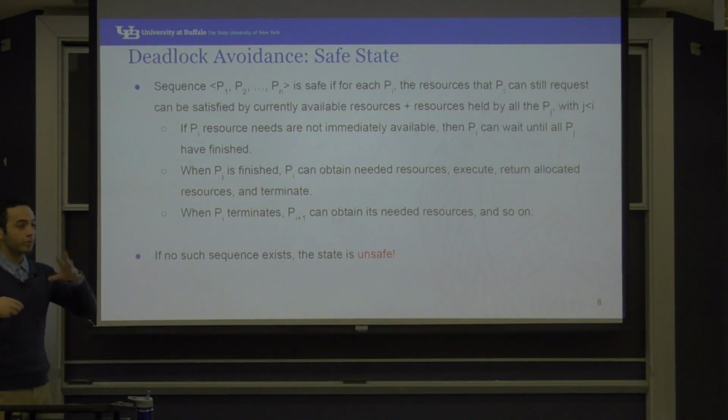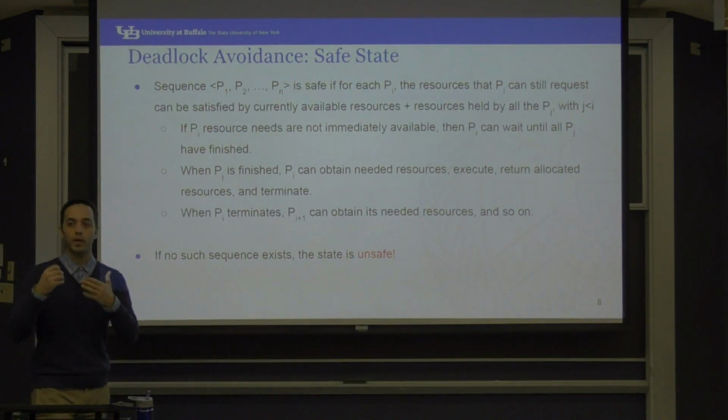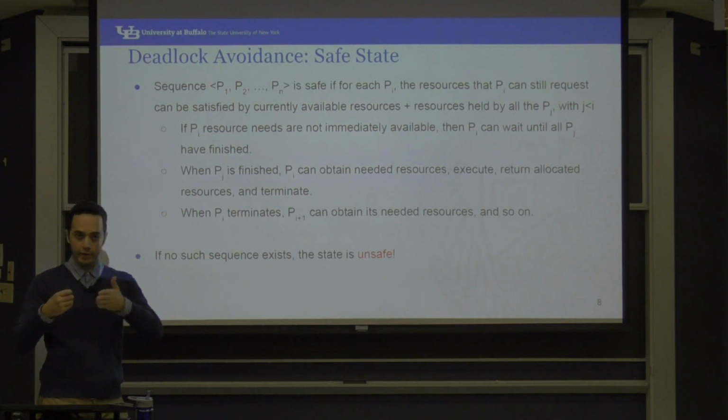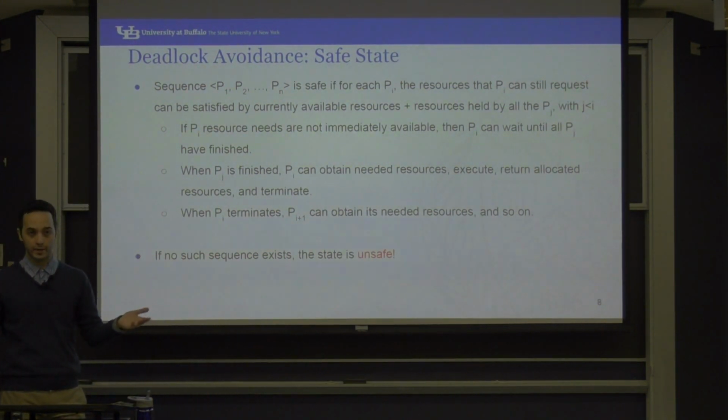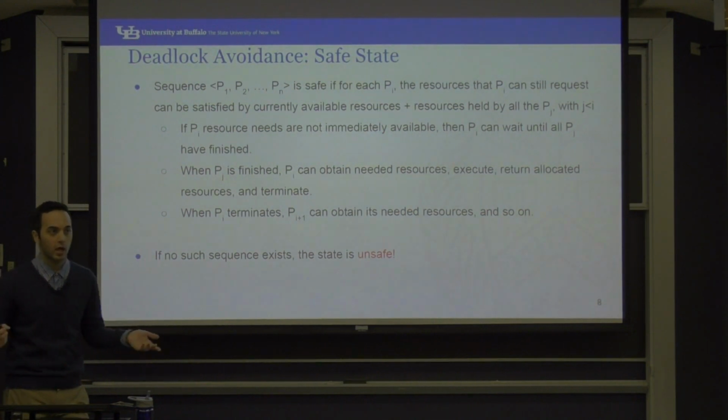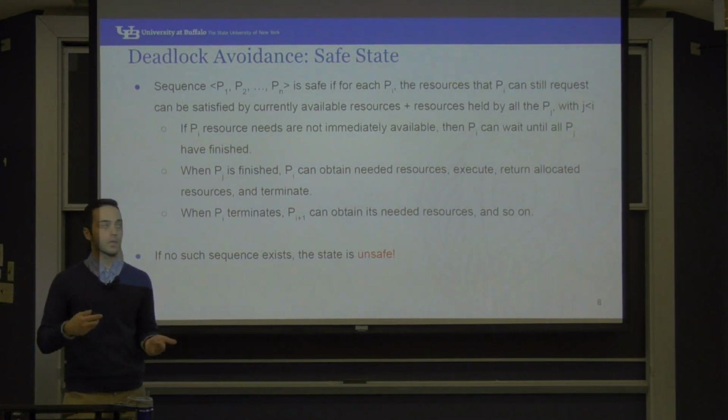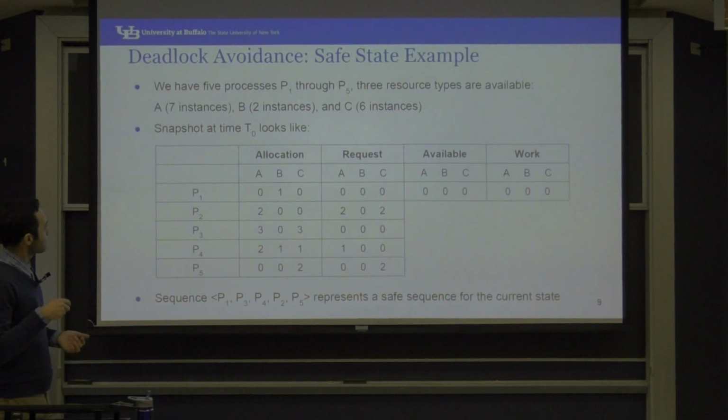If, among all the processes, we cannot come up with an order that, one at a time, they can execute safely, then the system is unsafe. Does it mean that we have a deadlock? Not necessarily, right? So let's see.